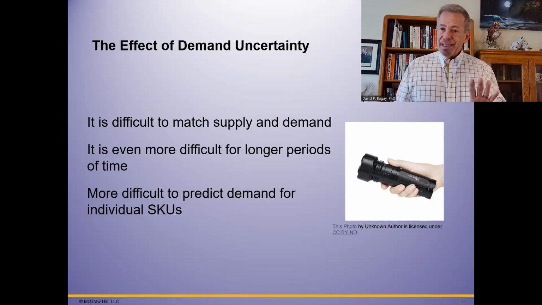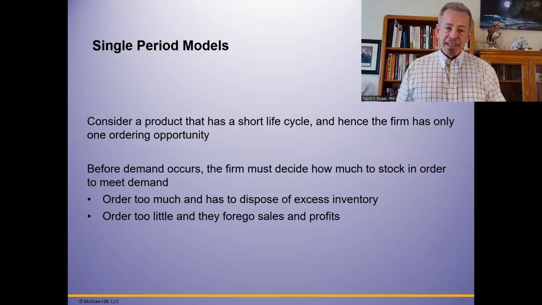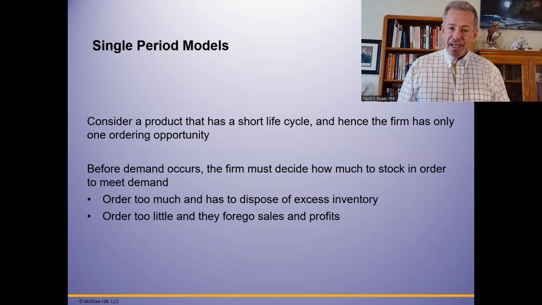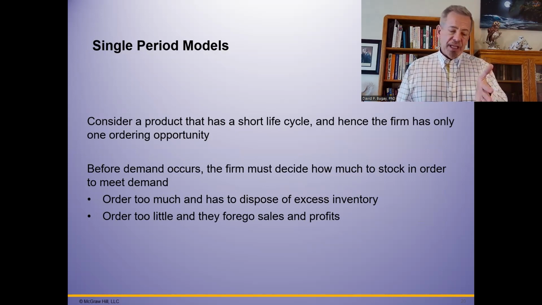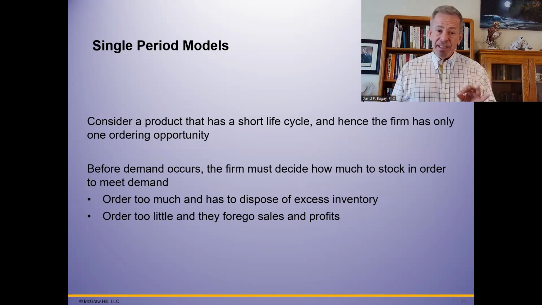And by SKUs, it really is the individual item. We put a label on them. We call the SKU, SKU, in the process. So that being said, look at the short life cycle of a product. Hence, the firm only has one ordering opportunity sometimes, or you may have multiple depending upon the life cycle of that item.